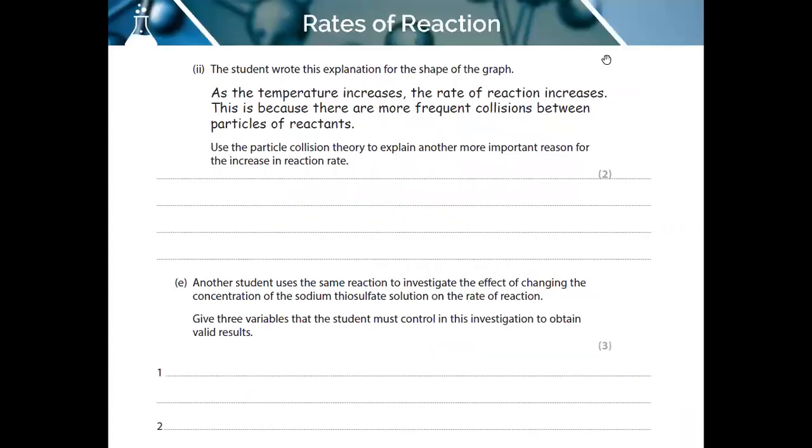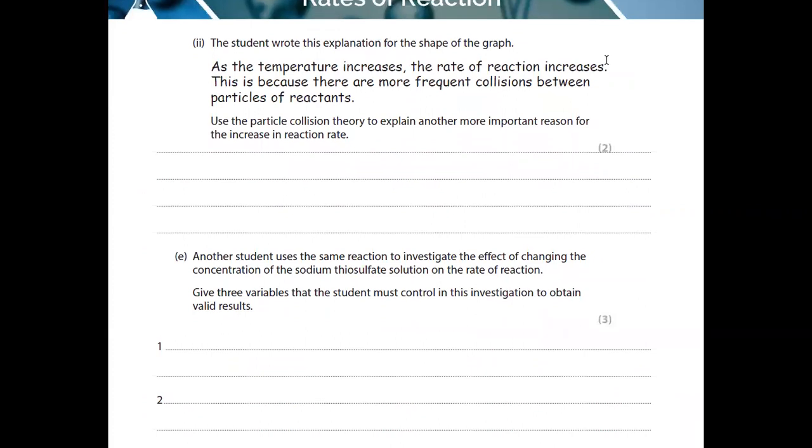Now, the student wrote this explanation for the shape of the graph. As the temperature increases, the rate of reaction increases. This is because there are more frequent collisions between the particles of reactant. Use the particle collision theory to explain another more important reason for the increase in rate of reaction.